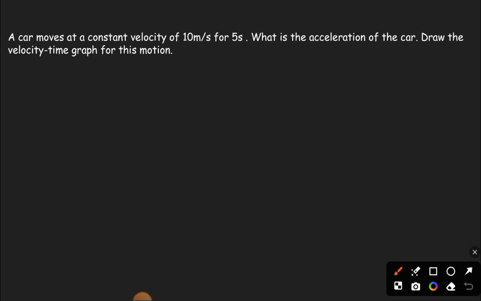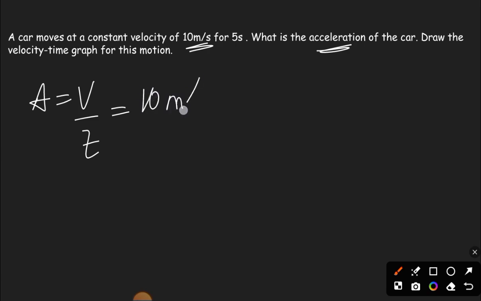So let's look at this question. A car moves with a constant velocity of 10 meters per second for 5 seconds. What is the acceleration of the car? Draw the velocity time graph for this motion. So the first demand is to find the acceleration. In the previous series, I explained to you acceleration equals velocity over time. So your velocity in this question is 10 meters per second over your time, 5 seconds. So cancelling through, you are going to have 2 meters per second squared.